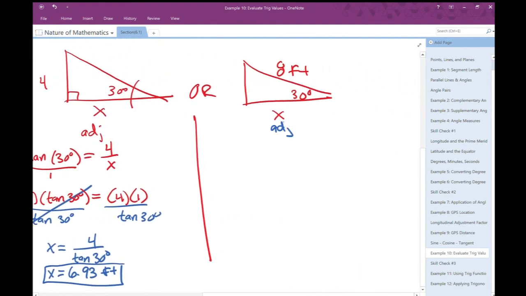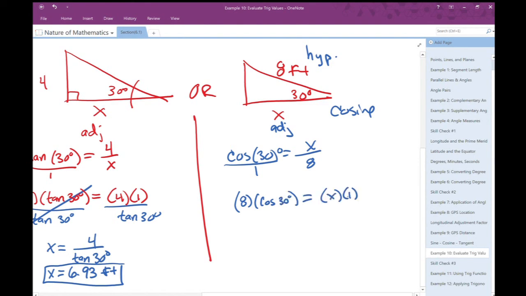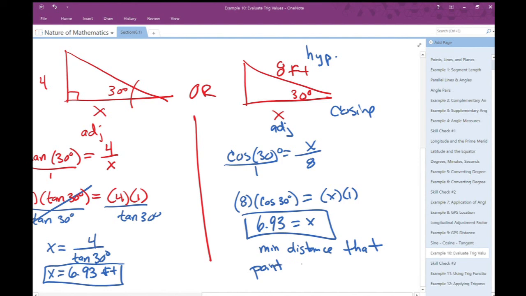We see that we have adjacent and hypotenuse, so that calls for the cosine function. So we would say cosine of 30 degrees is equal to adjacent over hypotenuse. So now when we cross multiply, we get 8 times cosine of 30 degrees is equal to x times 1. And to solve this, I would go to my calculator and let's clear it. 8 times cosine of 30 degrees gives us 6.93 again. So both answers matched up, and that is the minimum distance that point A can be from the house.